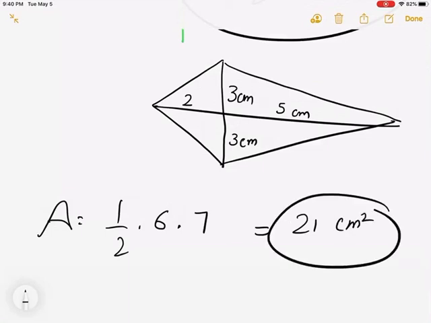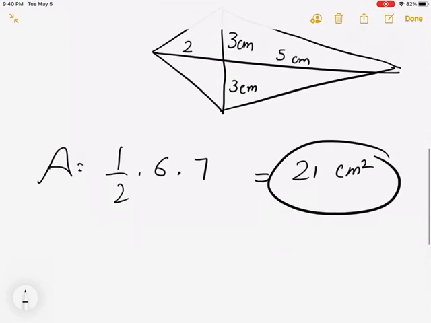Basically your homework assignment is just going to have kites on it, and that's pretty much all. Use this equation, plug everything in and solve for that.